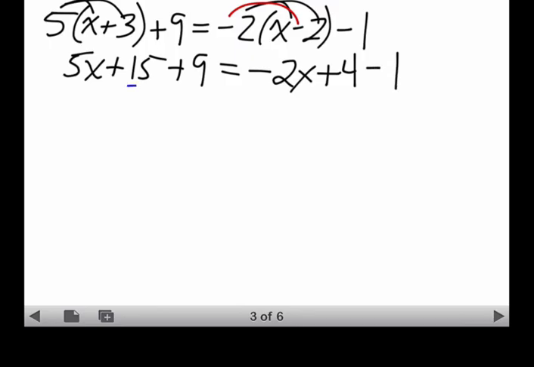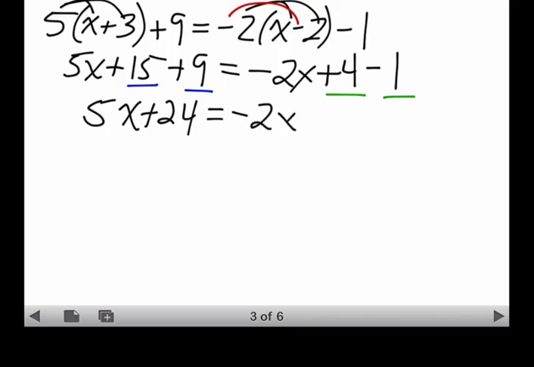Now we're going to collect our like terms on the left-hand side. That'll give me 5x plus 24. And we're also going to collect our like terms on the right-hand side. And so we have negative 2x plus 3.